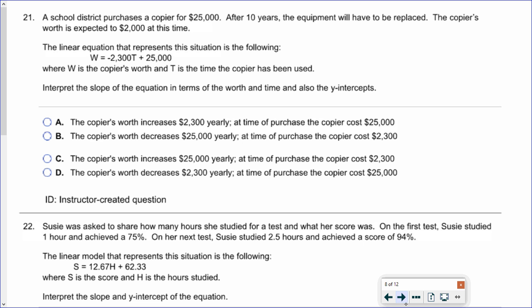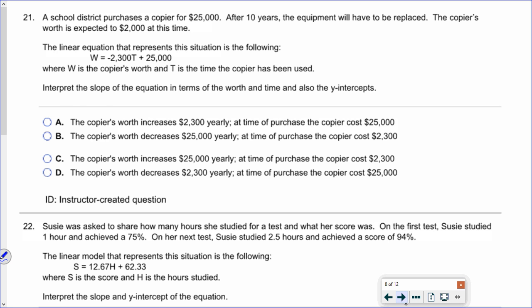Number 21, a school district purchases a copier for $25,000. After 10 years, the equipment will be replaced. The copier's worth is expected to be $2,000 at that time. The linear equation represents the situation where W is the worth of the copier and T is the time the copier has been used. Interpret the slope and the y-intercept. Well, this is a very easy concept. We did this many, many times.